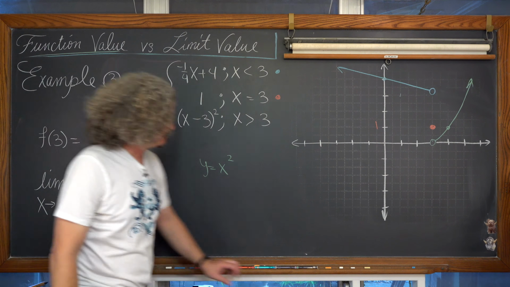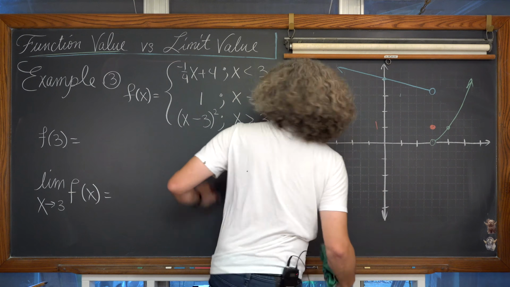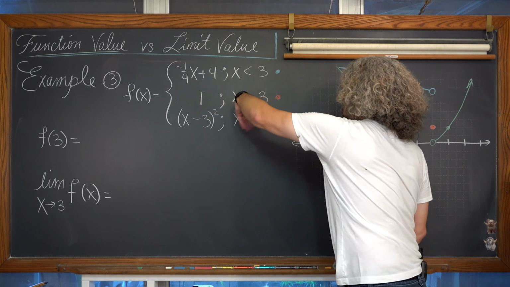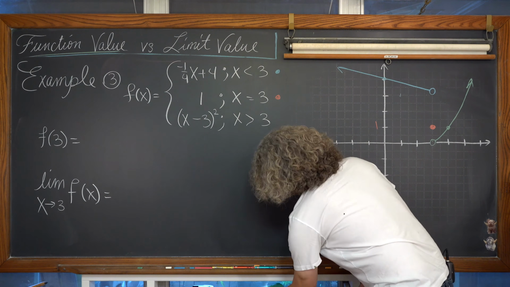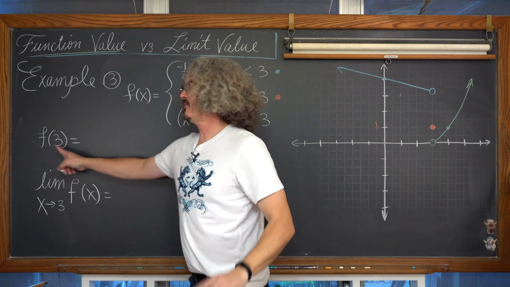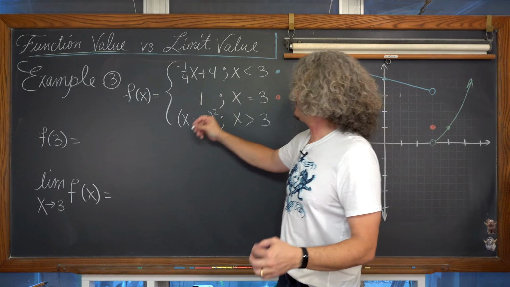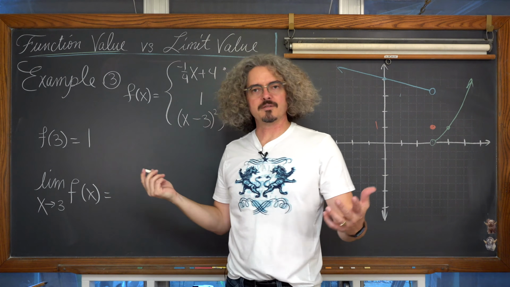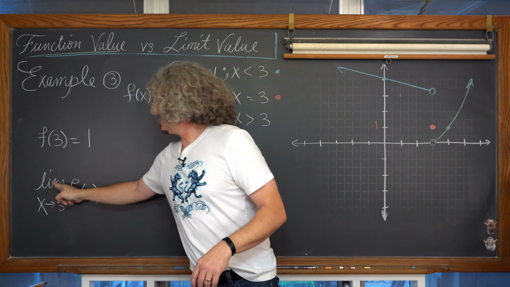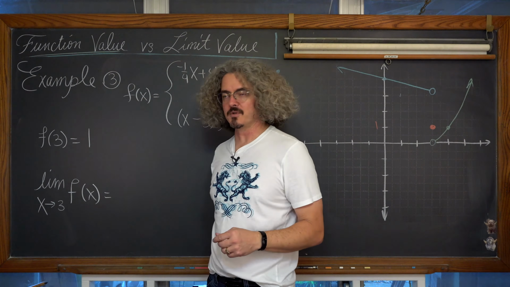Now that we have a picture and an equation to work with, I want to analyze what f of 3 is. Oh, well, we said that. If x is equal to 3, the y value is 1. Great. Is the limit as x approaches 3 of f of x, what is that equal to?